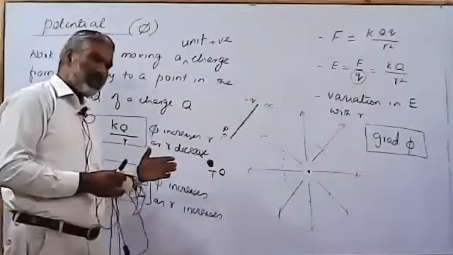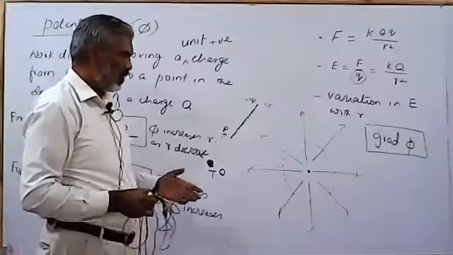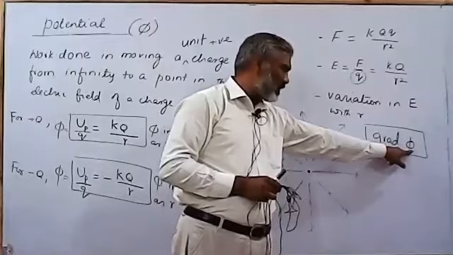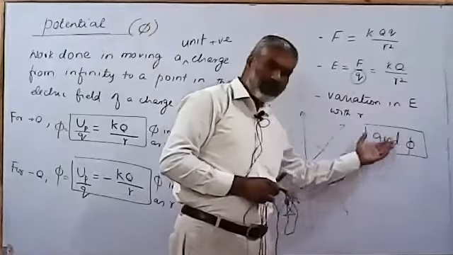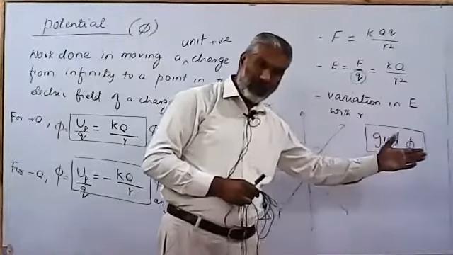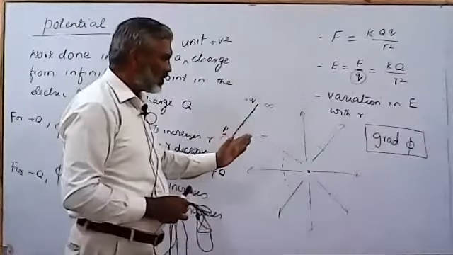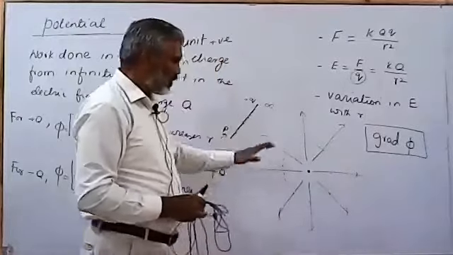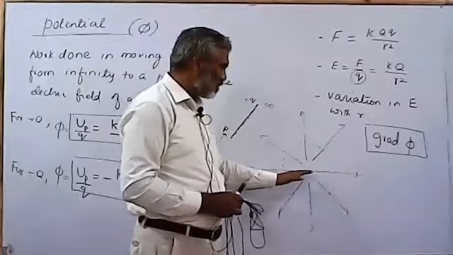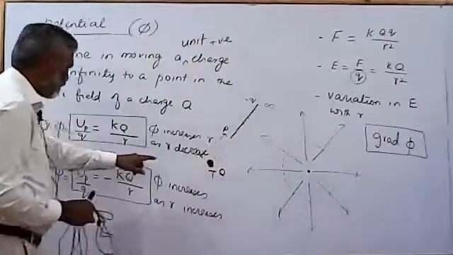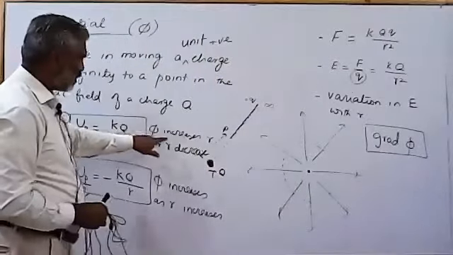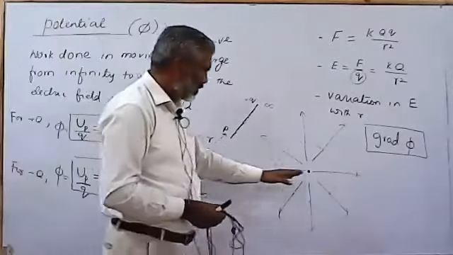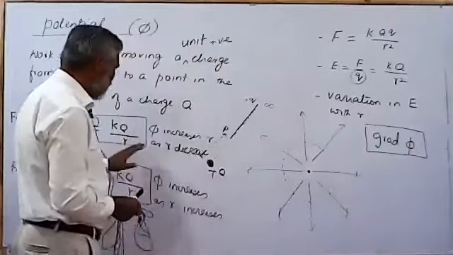Gradient in phi is a vector quantity. Although phi itself, the electric potential, is a scalar quantity, the gradient in potential is a vector quantity, and it tells us the direction in which the potential increases. We see the potential is on the rise. Potential is increasing. Let's say it is positive here.